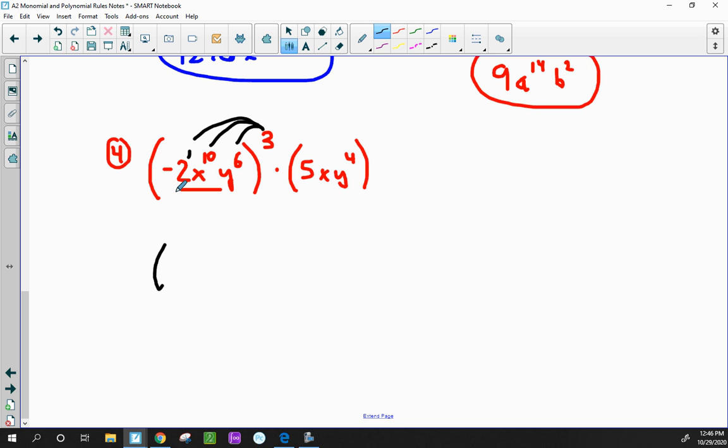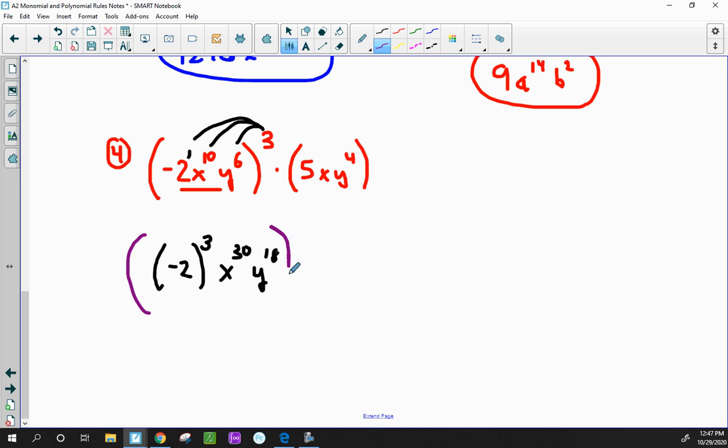You're going to drop down your base, which is negative 2. It is a negative number, so you're going to put parentheses around it. You're going to multiply 1 times 3 and drop the 3 down. You're then going to bring down your x. You're going to multiply 10 times 3 and call it 30. You're going to drop down your y. You're going to multiply 6 times 3 and call it 18. Alright, so that is just the power rule.